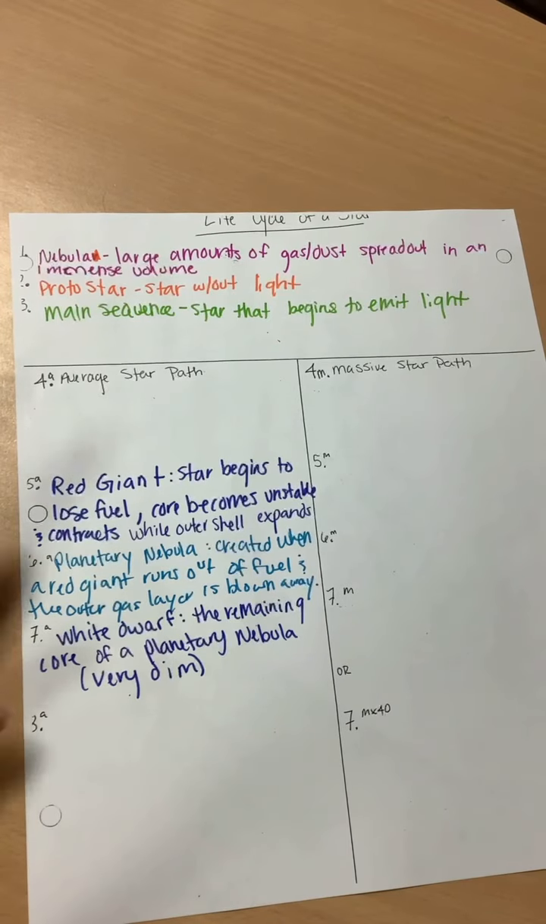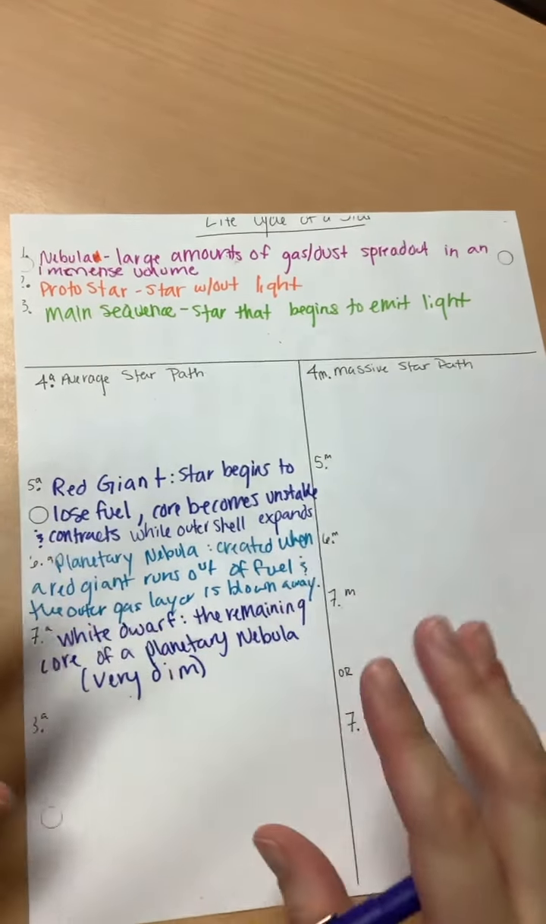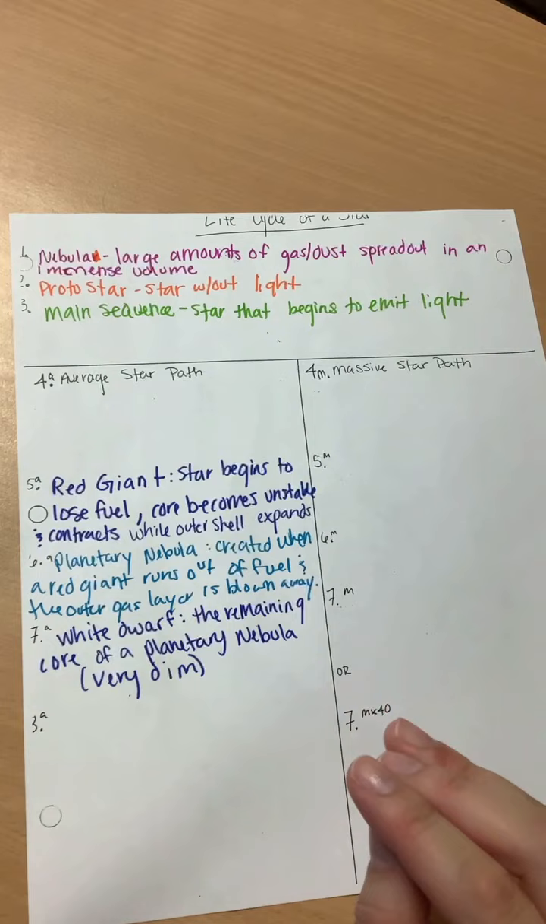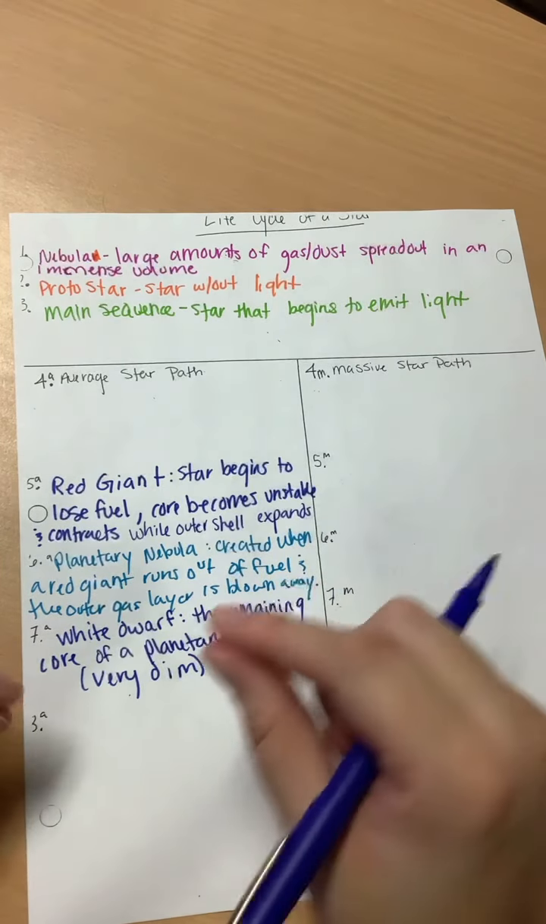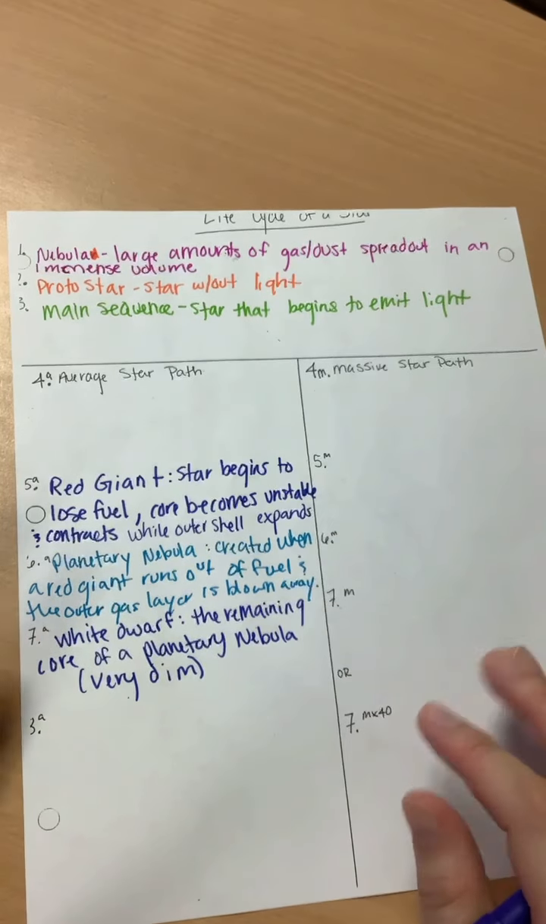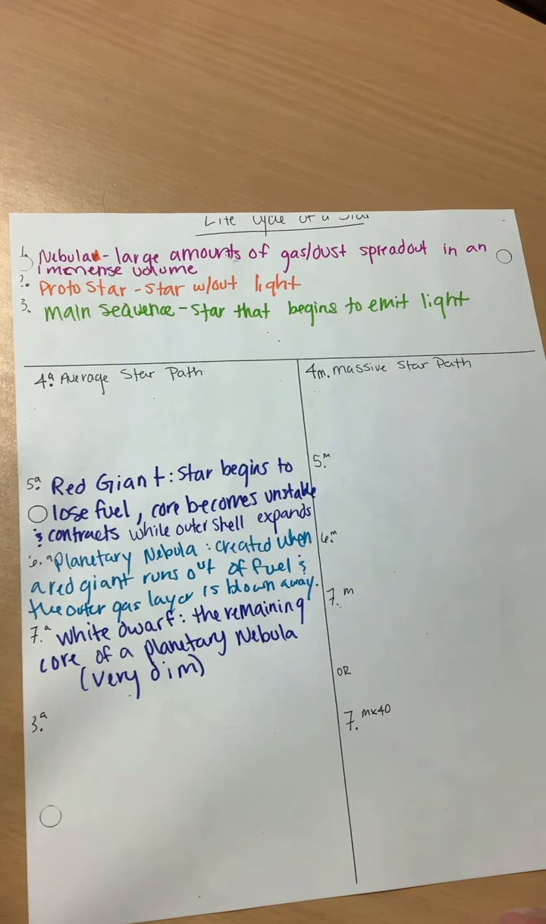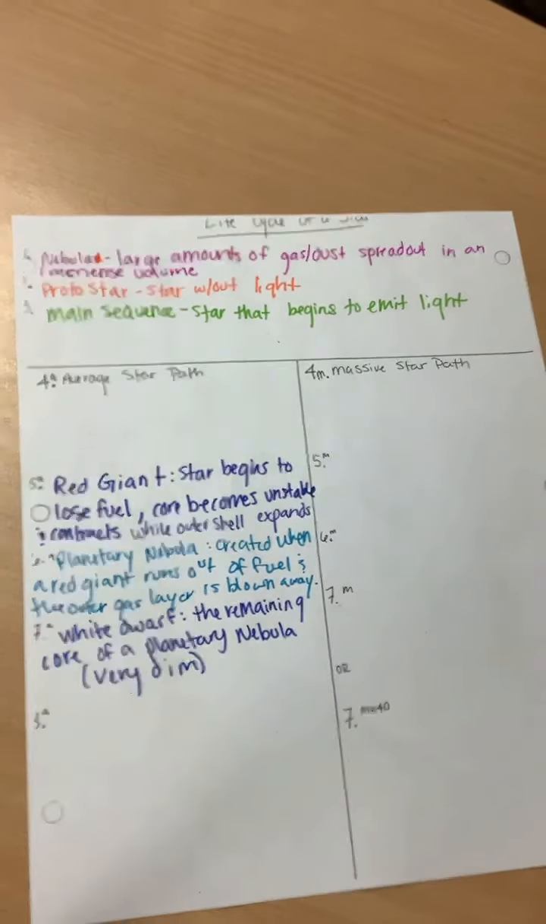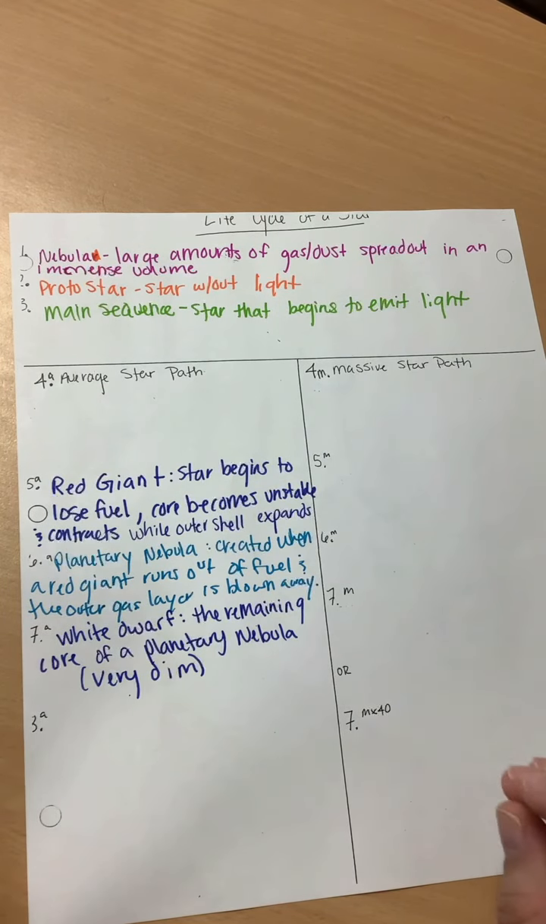A white dwarf, since it is just the core and it's ran out of fuel, I should say, it's now very, very dim. So it still has just a little bit of light. And then the last step is a black dwarf, and this is where a white dwarf has radiated all its energy away. So it's the final stage of the death of a star.